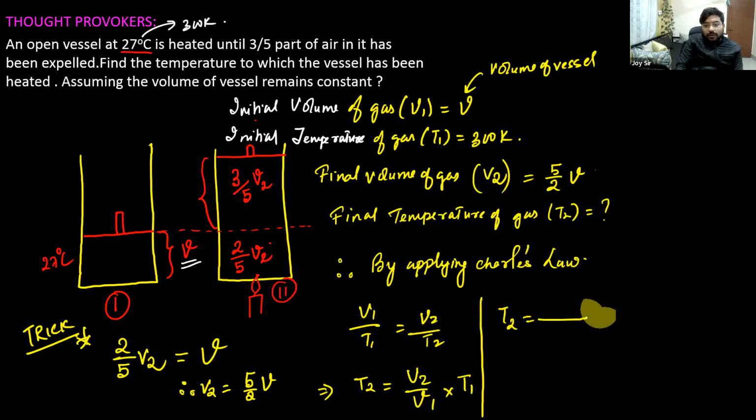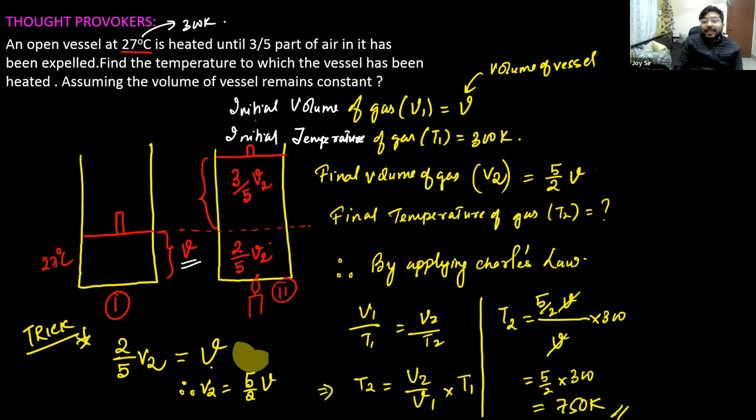T2 will be equal to V2, that is 5 by 2 times of V, over V1, that is simply V, into the temperature T1, which is 300. V cancels out. 5 by 2 times of 300 is equal to 750 Kelvin. So you have to heat the gas up to 750 Kelvin, so that 3/5 part of the air is out of the open vessel.